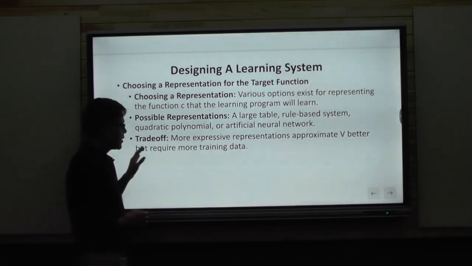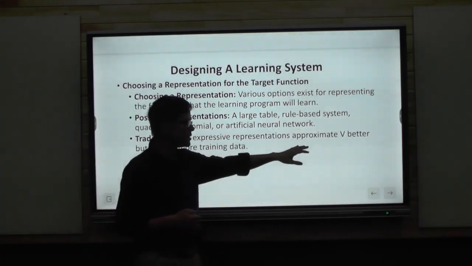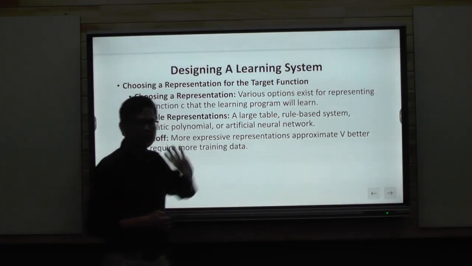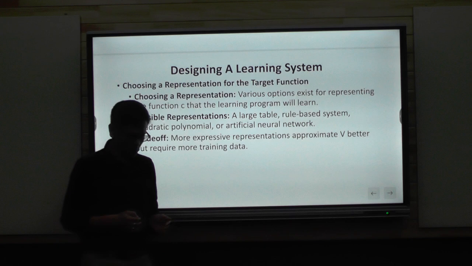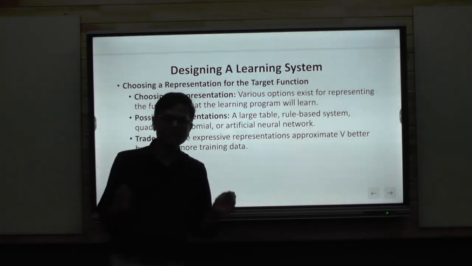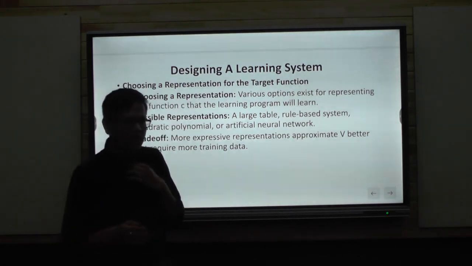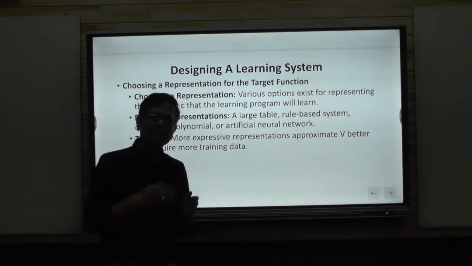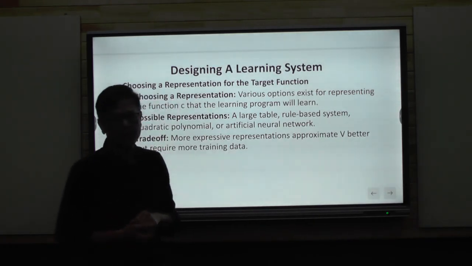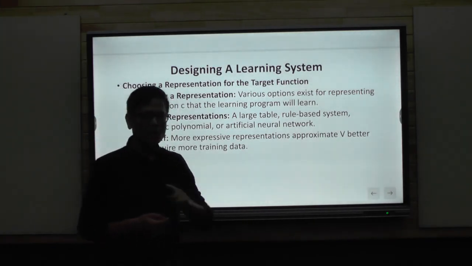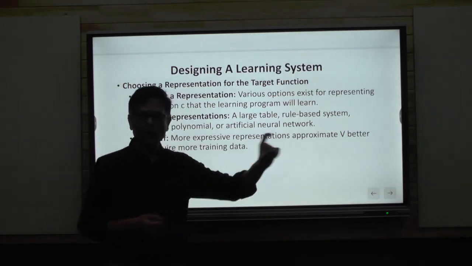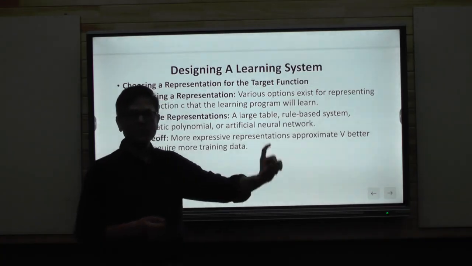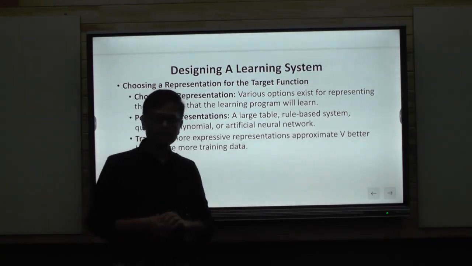The trade-off is that with a more expressive representation, the approximate V is better, but it requires more training data. So if you have a complex representation of the target function, you can achieve a better V, but the problem is you require more training data. Take a higher-order polynomial, for example: all these states and all the representations should be there.